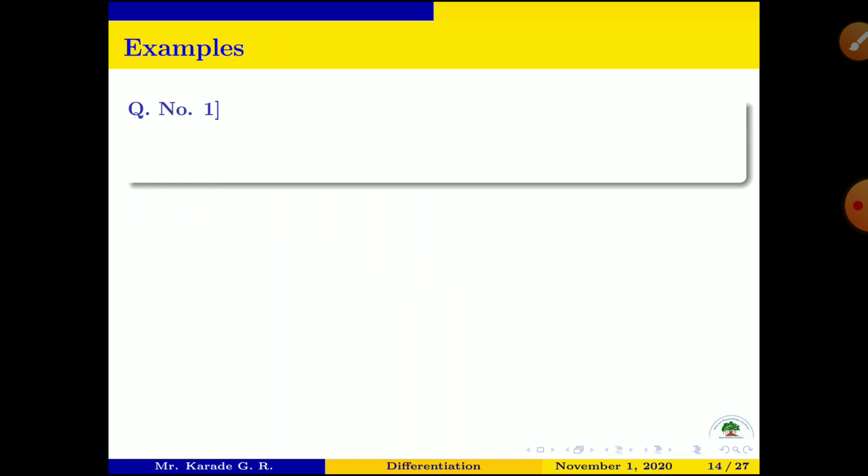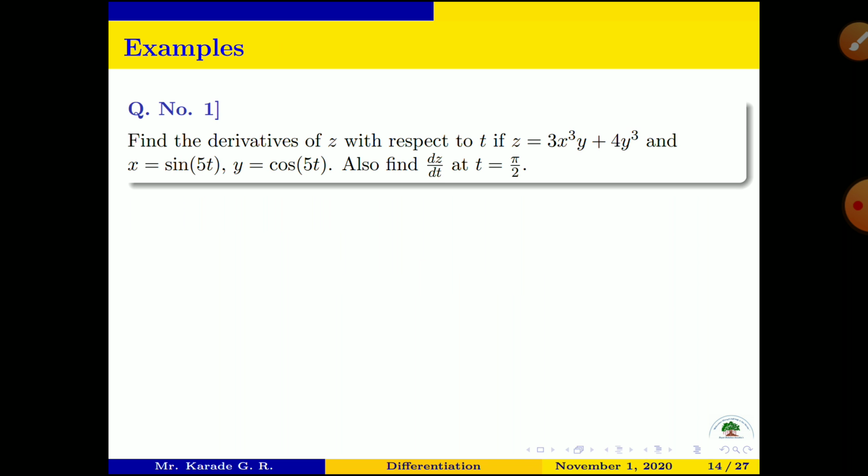Let us take one example. Question number 1. Find the derivative of z with respect to t if z = 3x³y + 4y³ and x = sin 5t, y = cos 5t. Also find dz/dt at t = π/2. Actually, this problem is based on the chain rule of differentiation. So let us try to solve this problem here.